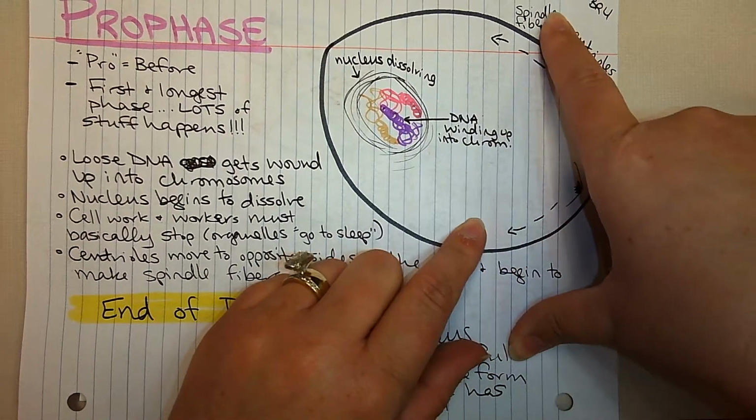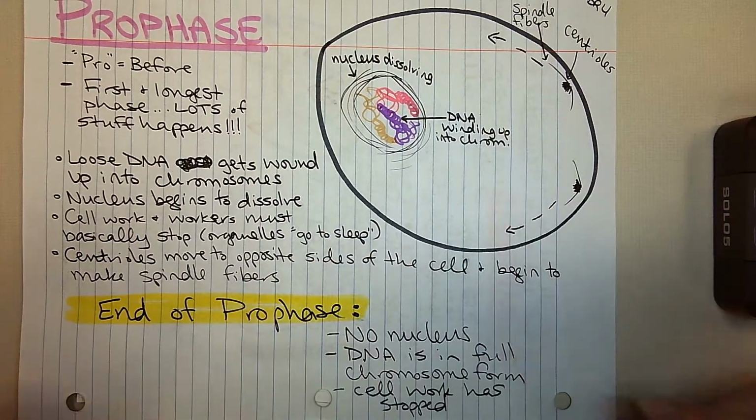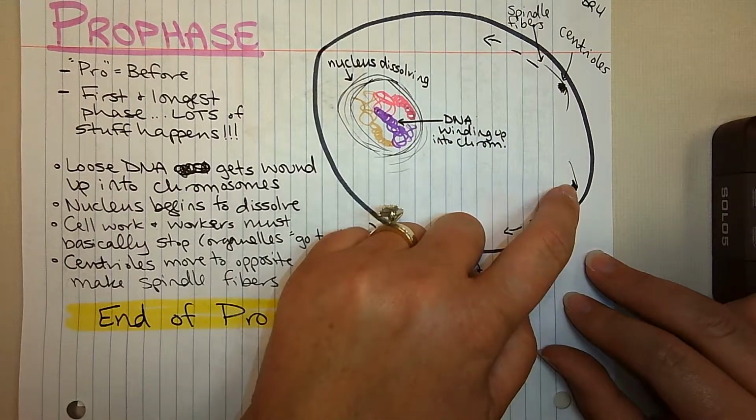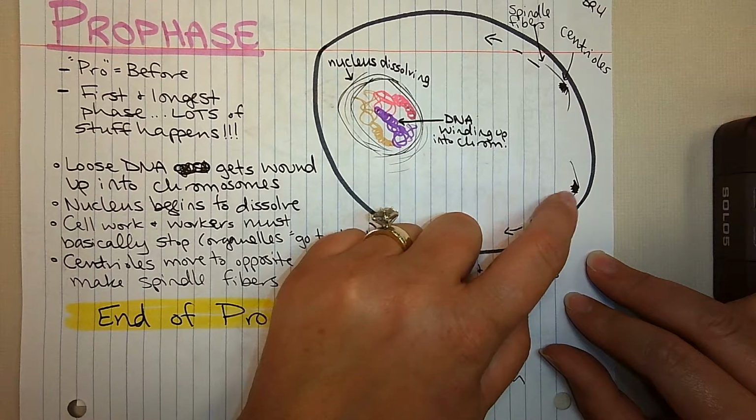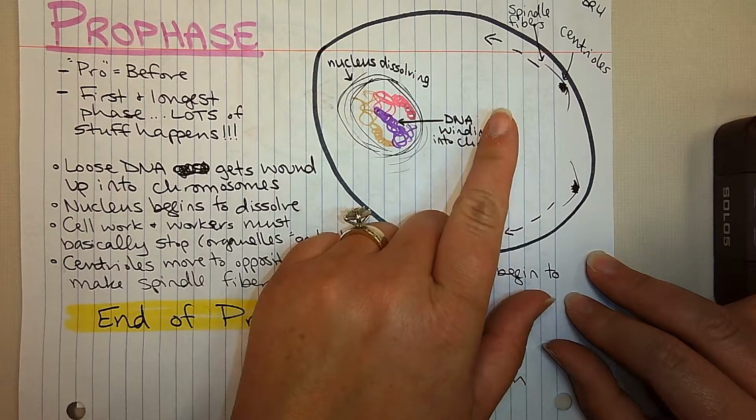They move to opposite sides, or poles, of the cell, so they just move across from each other on opposite ends of the cell. I just draw it like a little squiggly line, and then these spindle fibers are coming out. And I put these arrows just to show that this one's going that way and that one's going that way.